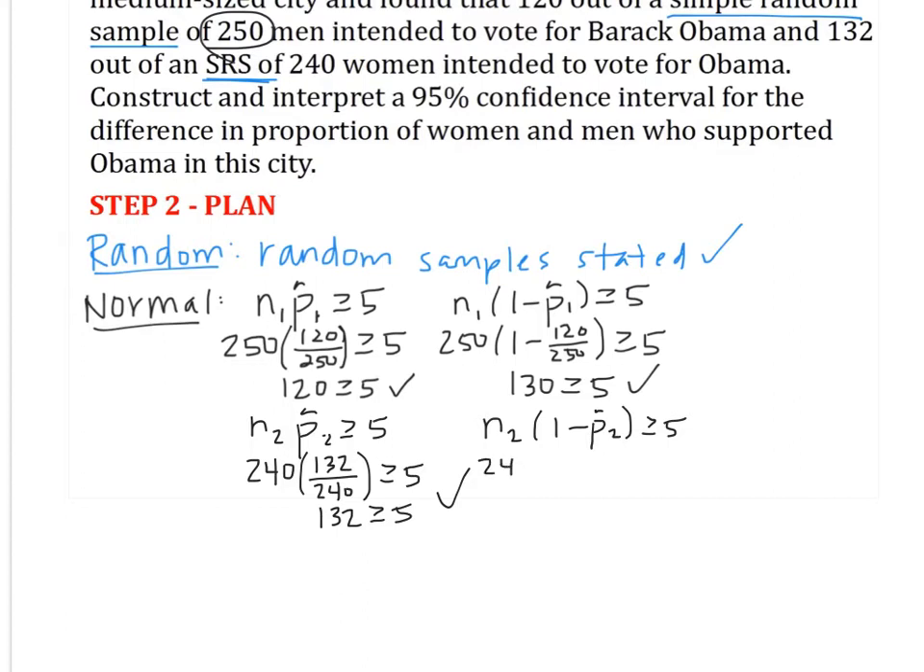Well, 240 times 1 minus 132 out of 240 is greater than or equal to 5, which gives me 108 greater than or equal to 5. So random is checked, and now normal is checked because all four of these equations worked. You've got to check them all. So last but not least, independence.